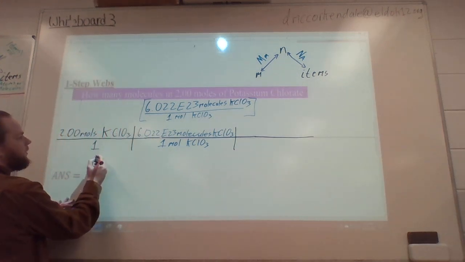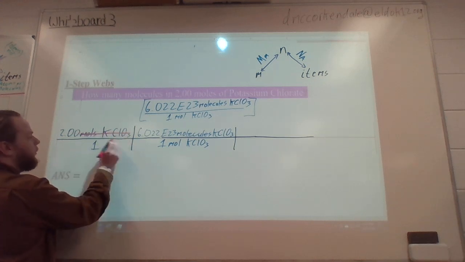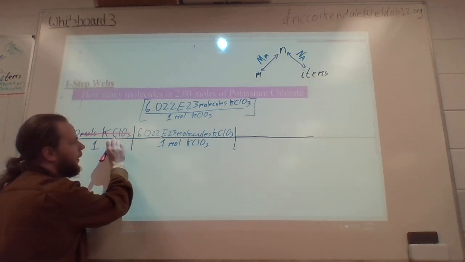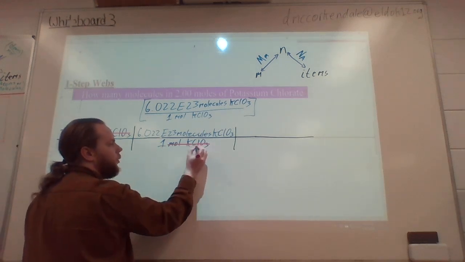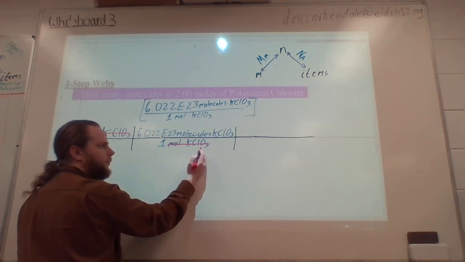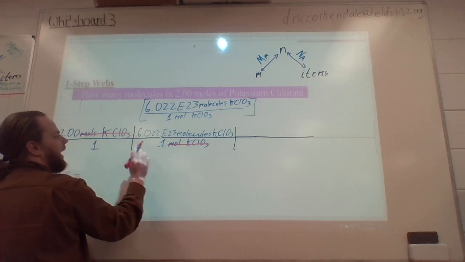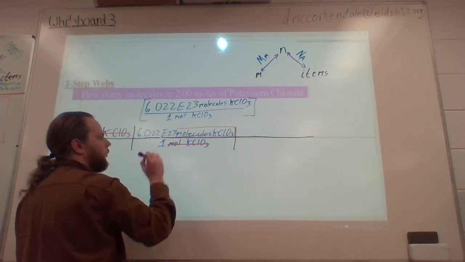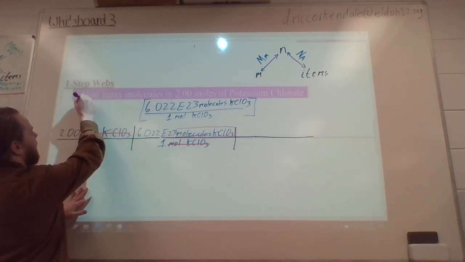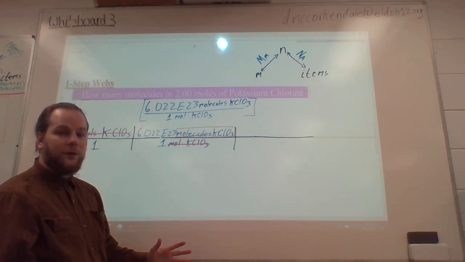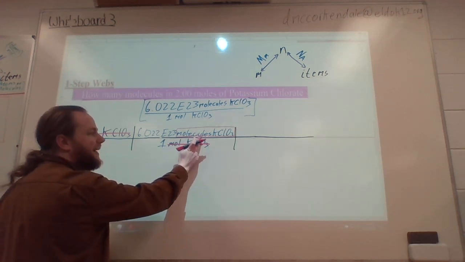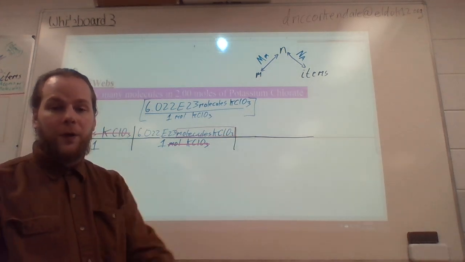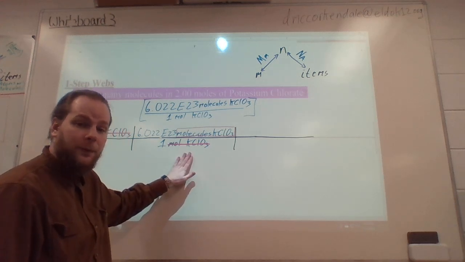Now we cancel what cancels. So the moles of KClO3, not the 2.00, just the units, moles and formula KClO3, cancel with this moles of KClO3. And that leaves us now with molecules of KClO3, which is what we want. How many molecules is what we were told to find. So these are the units that we need in our answer. That means we're done building our table. This is a one-step problem, so we only need one step to solve it.